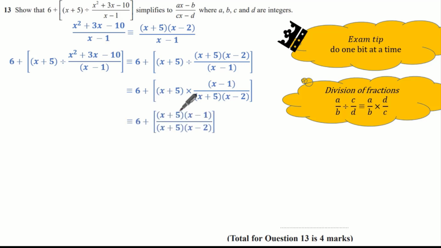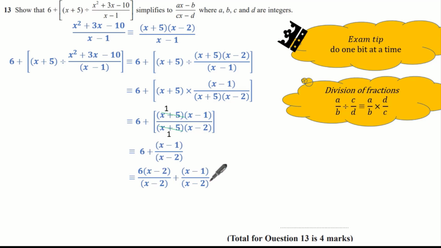This gives me 6 plus the x plus 5 multiplied by x minus 1 over the x plus 5 over the x minus 2. Now I can see I have a factor in my numerator and denominator. So I'm simply going to cancel these down, thus leaving me with 6 plus x minus 1 over our x minus 2. So we're nearly there. Now what we have to do is look at our 6, because in this part of our fraction we have a denominator of x minus 2. So let's make the 6 have a denominator of x minus 2. To do this, I simply multiply the 6 by x minus 2 over x minus 2.